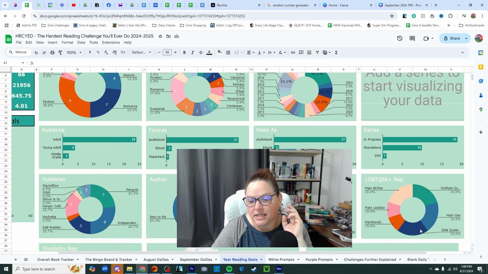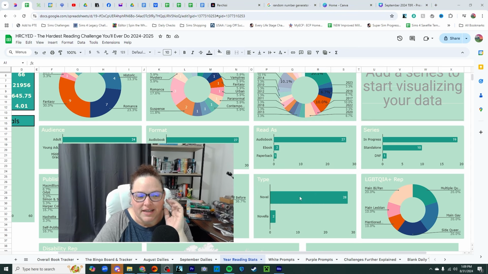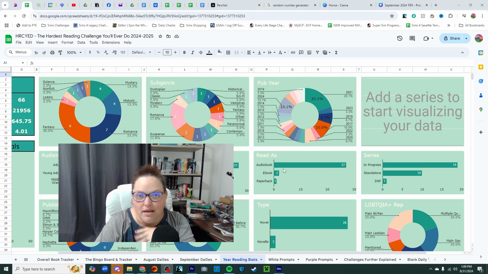Then you can see the representation for LGBTQ was a lot higher this time. Almost everything I read was a novel with just 2 novellas, which means I read no graphic novels in the month of August. That's wild. And that's it, other than the thing that I love the most, which are the maps.